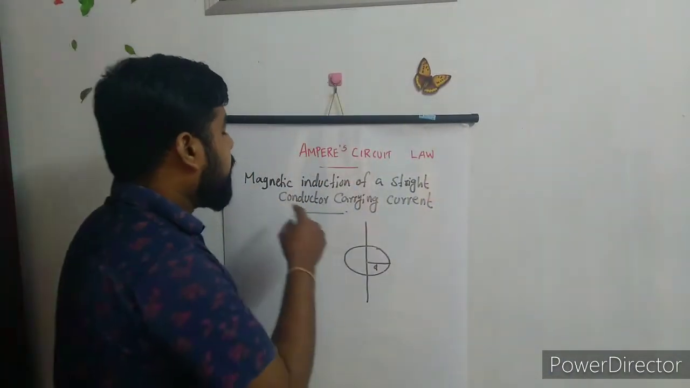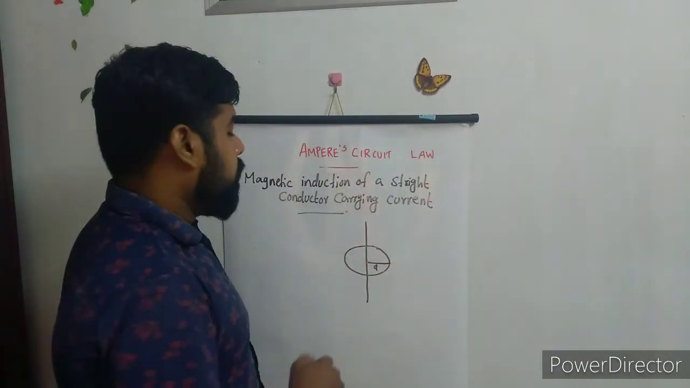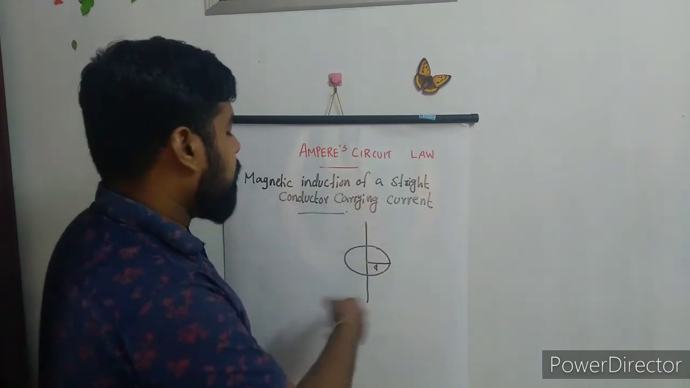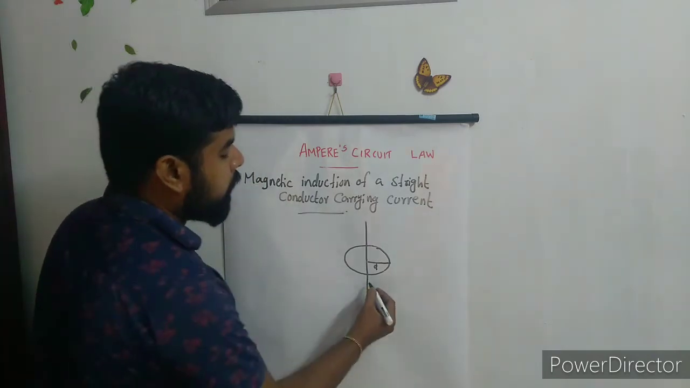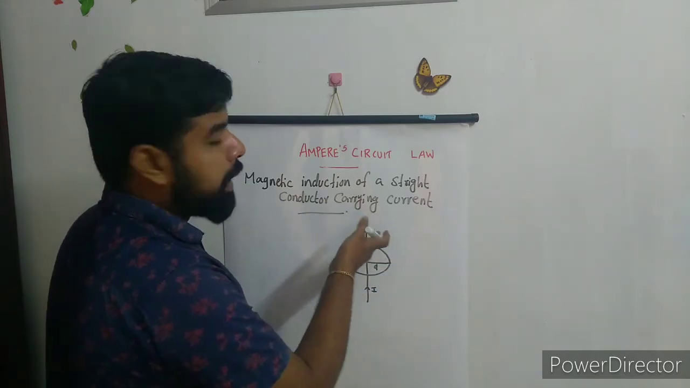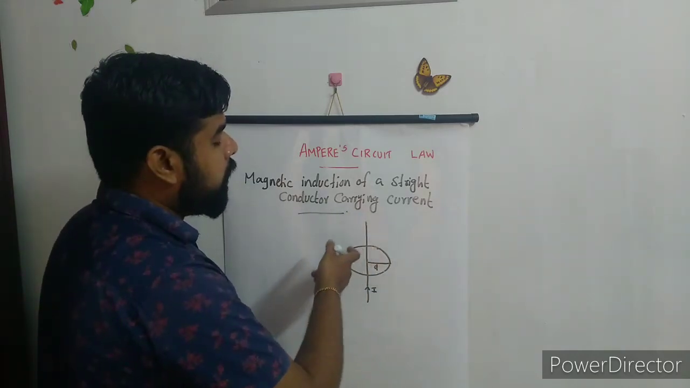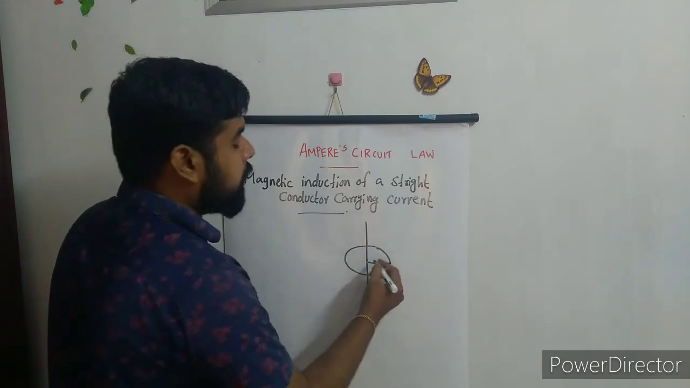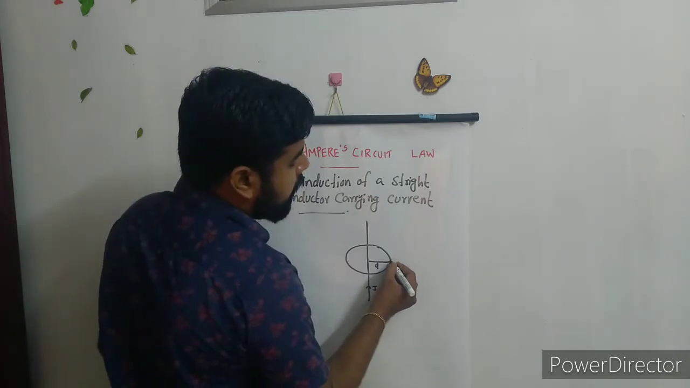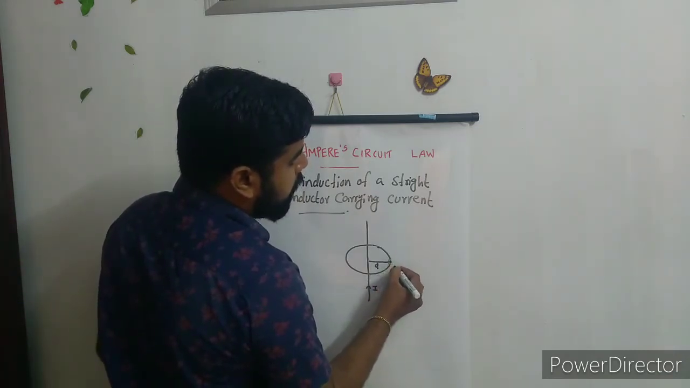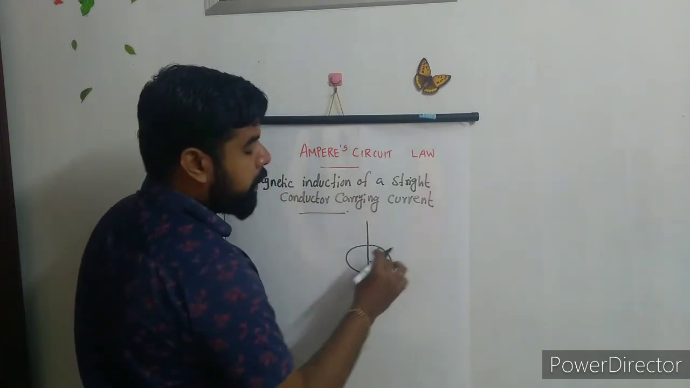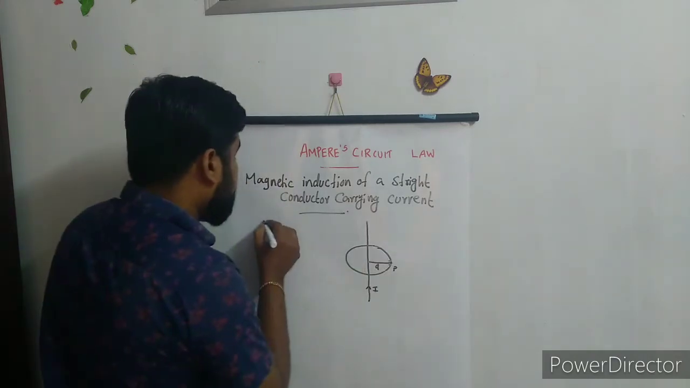We have three applications of this Ampere circuit law. First, calculating the magnetic field due to a straight conductor. Suppose a current I is flowing through the conductor. We need to find the magnetic field around the straight conductor. For that, we consider a closed region and an elemental length. Suppose the point is P, at a distance d from the center. Then we consider the magnetic field due to that elemental length.